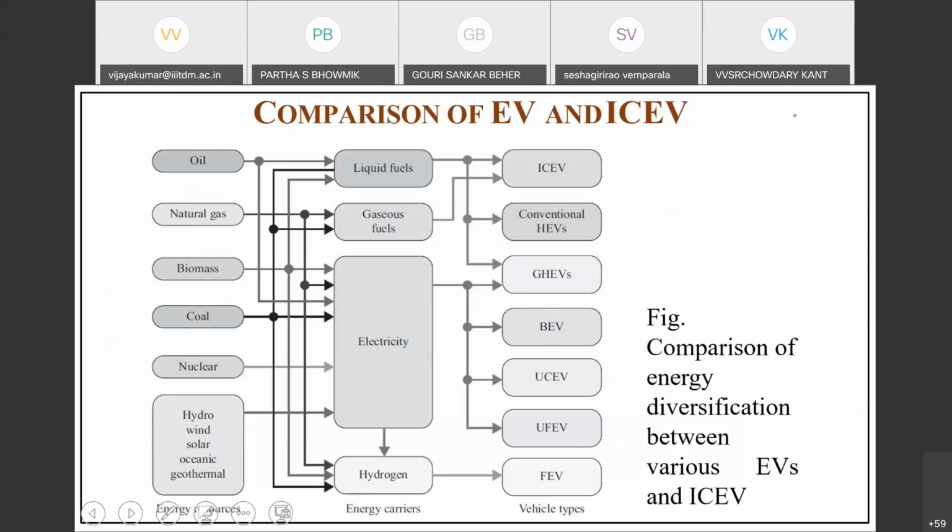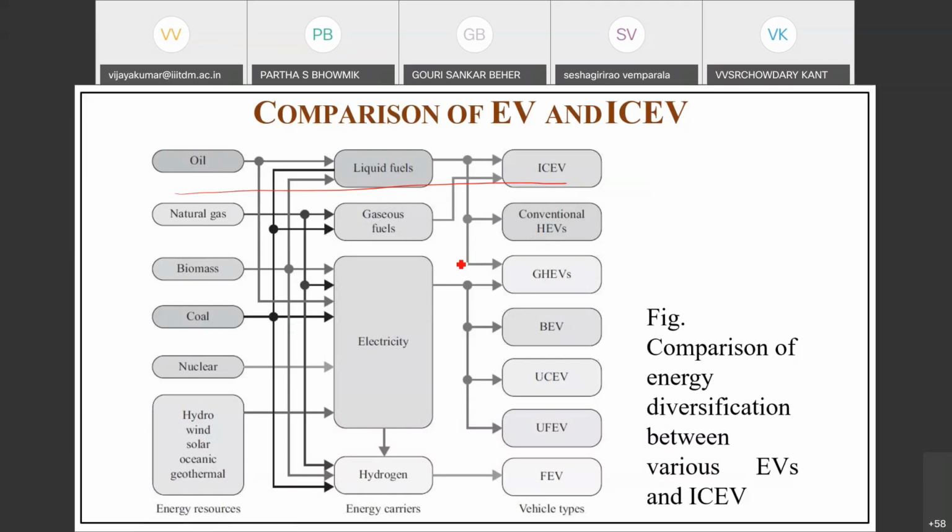Okay, so now we can compare the energy diversification between the EVs and IC engines. If your vehicle is fully operated with oil, that means petrol or diesel, those vehicles will be called internal combustion engine vehicles. Next to diesel and petrol, we have gas operated, that means LNG or LPG operated vehicles. That also we can say is a hybrid vehicle, right? Even in Delhi they made it compulsory that all taxis should run on LNG and LPG. Even the LNG and LPG stations are available in the city, right?